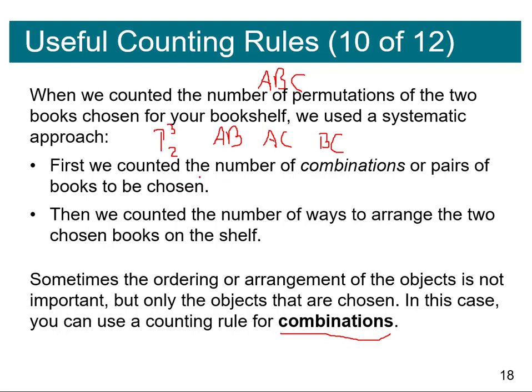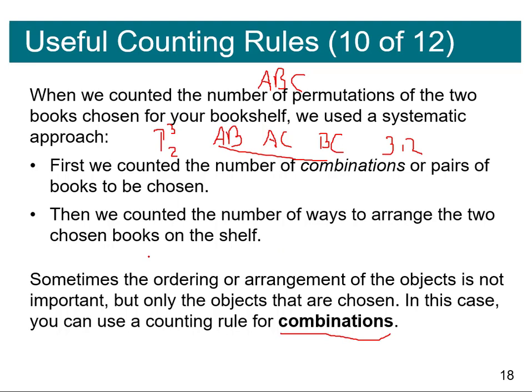Then we counted the number of ways to arrange the two chosen books on the shelf. So there were three of what we call combinations, and then we can rearrange those in two ways. So we got 3 times 2 is 6. So then we counted the number of ways to arrange the two chosen books on the shelf.